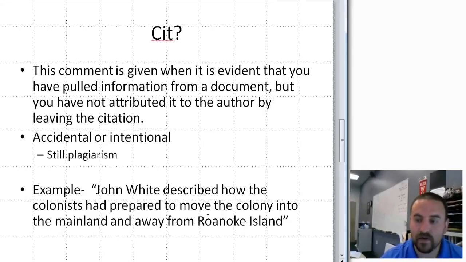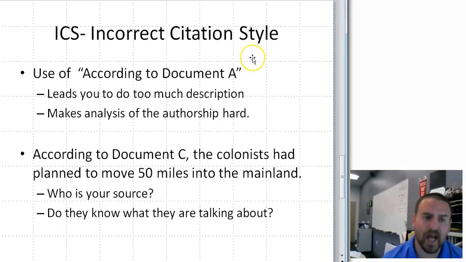So CIT, question mark, is when you've forgotten a citation, and I want you to make sure you get in the habit of citing all your sources when you are mentioning them in your essay. Alright, ICS, incorrect citation style. A lot of times this is when somebody says, according to document A.